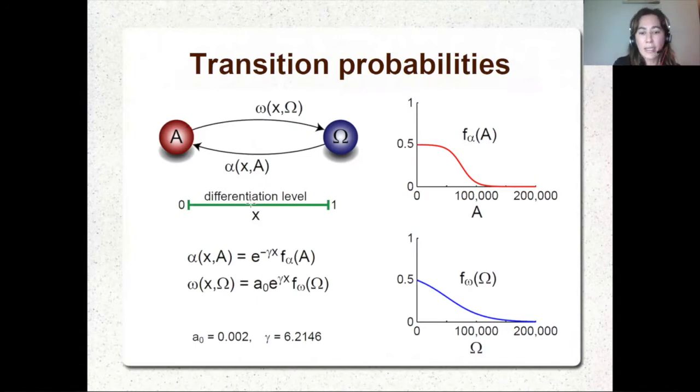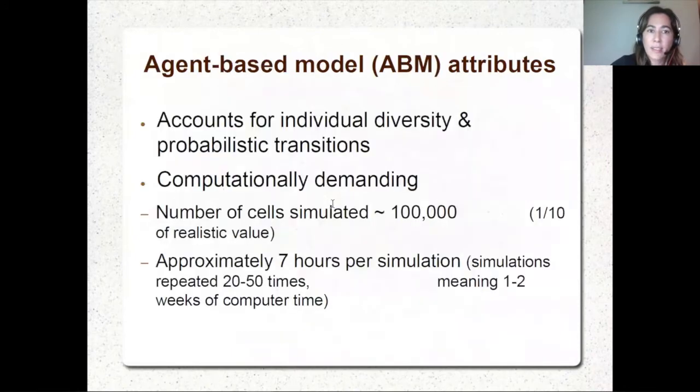population. That is the description given by the author, just to help visualize the idea. Okay, so let's talk about some of the attributes, good and bad, with this agent-based model. Like other agent-based models, it accounts for individual diversity and probabilistic transitions. But on the downside, this model is very computationally demanding.